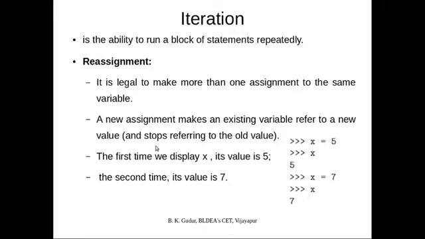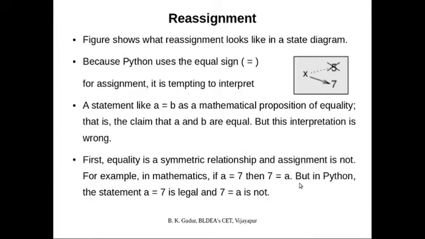Coming back to the slides, if you see, a new assignment makes an existing variable refer to a new value and it will stop referring to the old one. So earlier x was pointing to 5, and later when I made it 7, it was pointing to 7. This is what we can see pictorially here. Earlier x was pointing to 5. When we reassigned, x is pointing to 7. The link to 5 is discarded and x will point to 7.